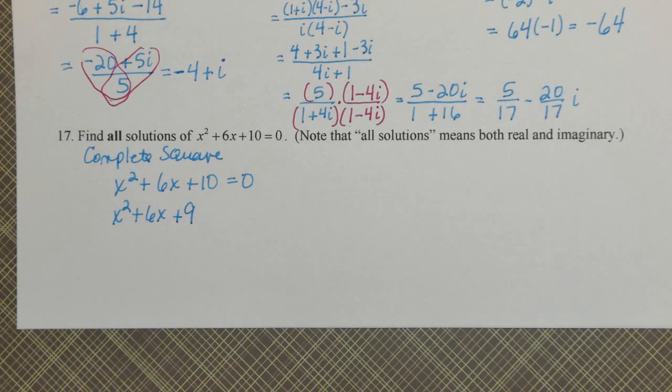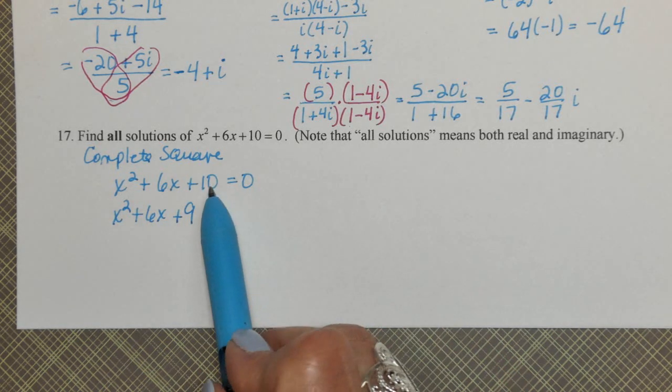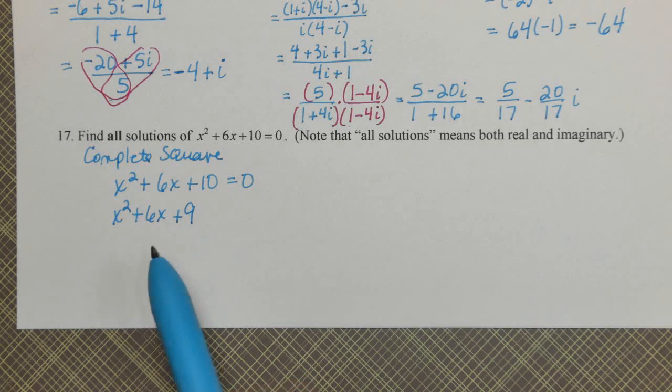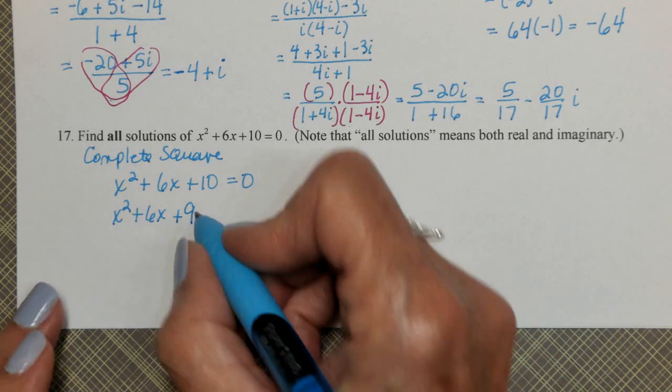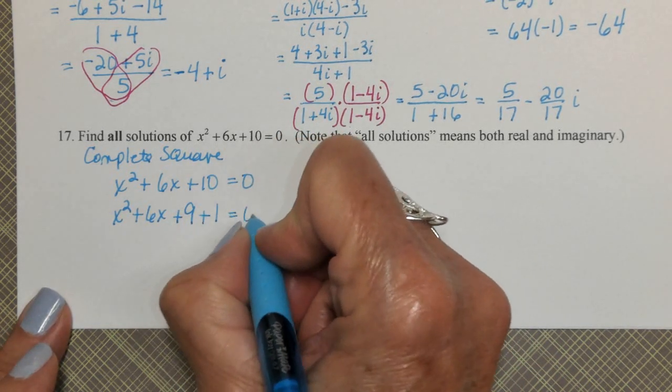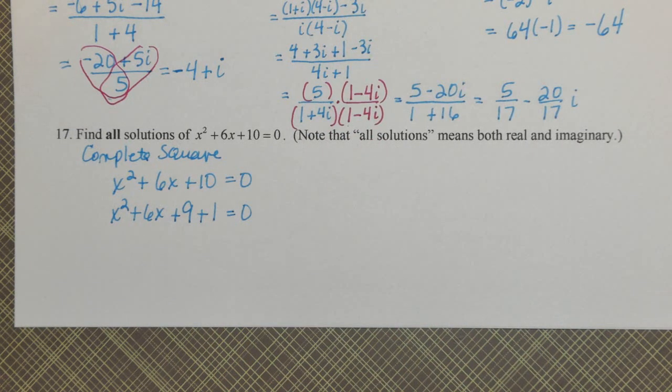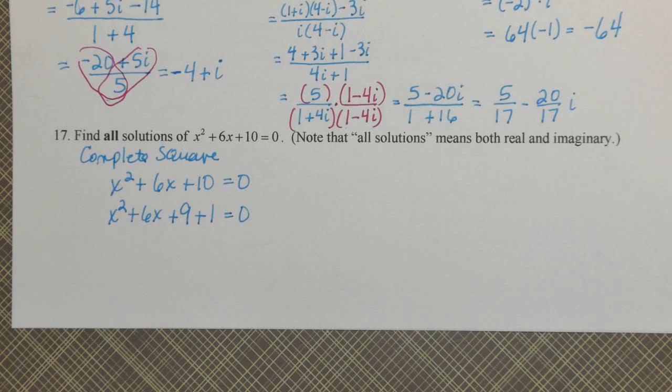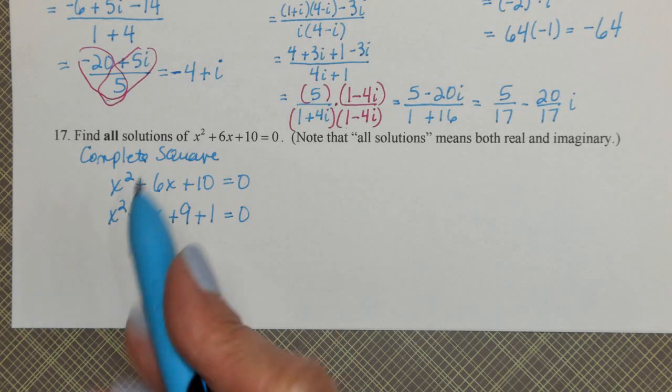Half of 6 squared. Now I changed it. I had plus 10, now I have plus 9. That's not good. I have to add another 1 to keep it the same. Okay? I just completed the square. Was that hard? Absolutely not. That is not hard to do. Okay?